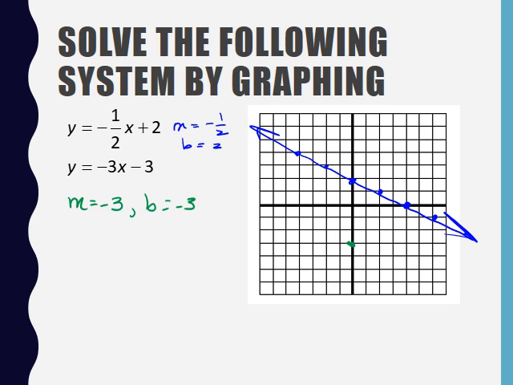So I'm going to go up or down 3 and over 1. Going to go up 3 and over 1, up 3 and over 1. So now connecting the dots, a little better than that. There's my intersection, and my solution is (-2, 3).